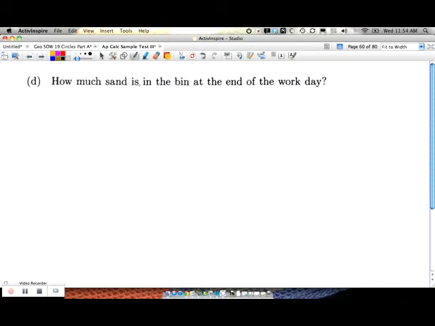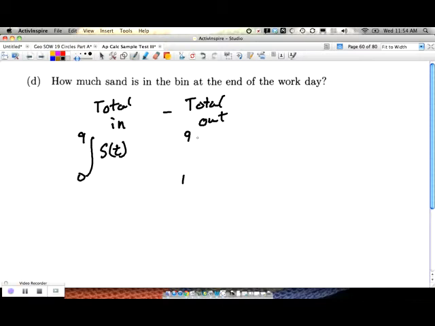How much sand is in the bin at the end of the workday? Well, that's going to be our total in minus our total out. There's one minor detail to watch for here. It's being put in from 0 to 9, and the accumulated amount going in is S of t from 0 to 9. And then the total out is going to be from 1 to 9. So we know that that's only happening from 1 to 9. So then what we need to do is subtract these.